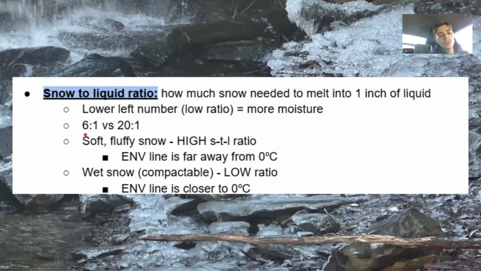So if you want soft, fluffy snow, it's going to be a high snow to liquid ratio. And wet snow that's more compactable is going to be a lower ratio. So, for example, that 6-to-1 ratio is going to be wetter snow than the 20-to-1 ratio. And another thing is the environmental temperature line is going to be further away from the freezing point for the higher ratios.